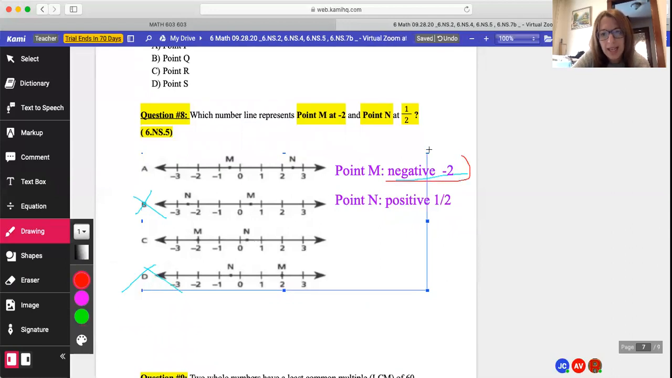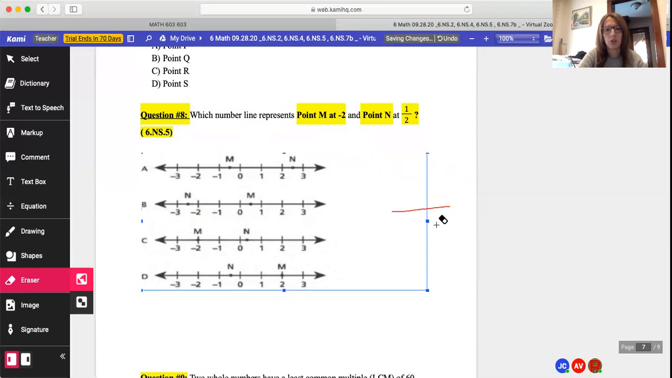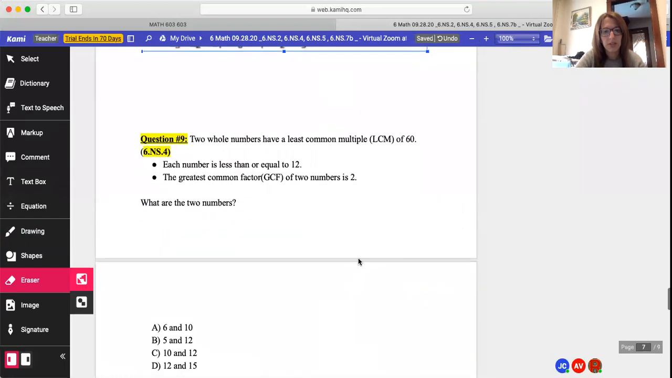So now let's go back and reevaluate our choices. We want -2. In between 0 and -1 lays a 1/2, so this is not right. Let's see why this is right. M is -2, bingo, and N is +1/2. Therefore, the answer is C. That's a reading question. You got to know what you have to do. Last question.